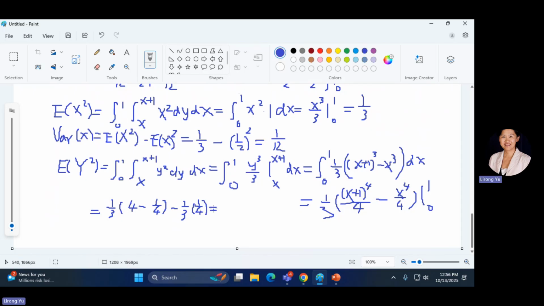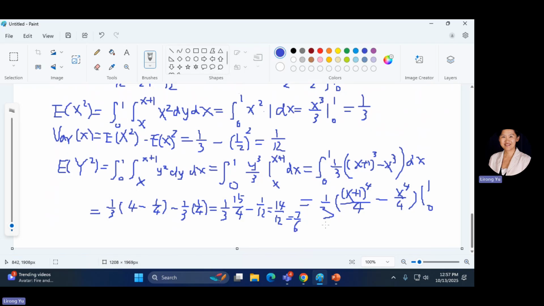Right, so this one is longer. What is this? This is 1/3 times 16 minus 15 over 4. So this will end up being 14/12, right? Which then makes it 7/6 for the expectation.